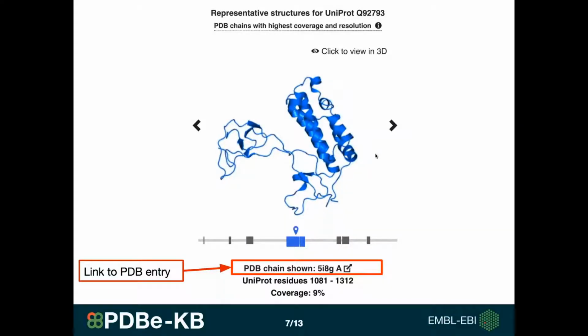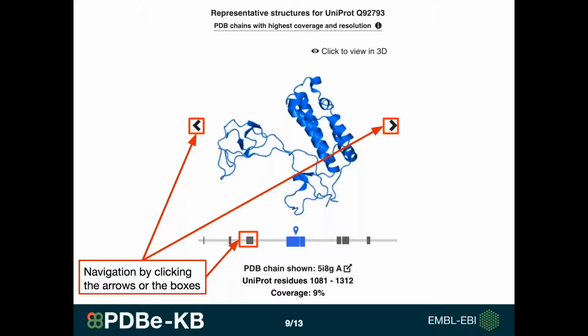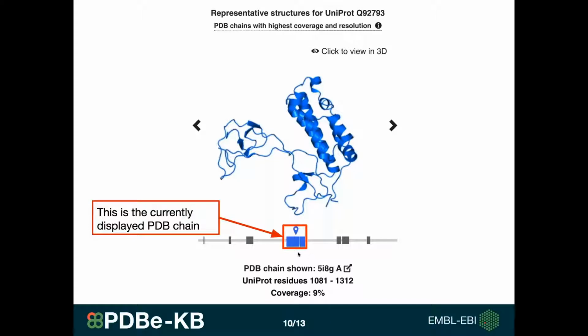If you mouse over the bottom of the component, you can get to the link to the PDB entry you are presently looking at, as well as you can see the UniProt residues which are mapped to this PDB entry, as well as the coverage of the protein. You can navigate among different segments of the protein sequence which are covered by PDB chains using either arrows provided or by clicking on those small gray rectangles. The rectangle in blue color is always the presently displayed chain.